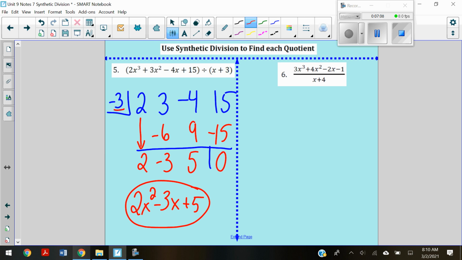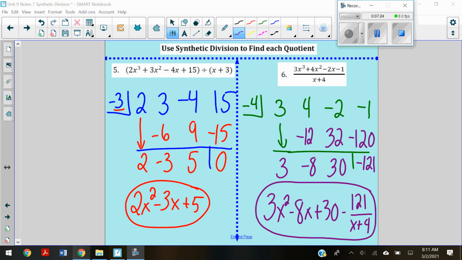Okay, I want you to go ahead and pause and do problem 6, but first I want to let you know right off the bat that your remainder is going to be negative 121 for this. All right, so pause the video, give it a try, knowing that your remainder is going to be negative 121.